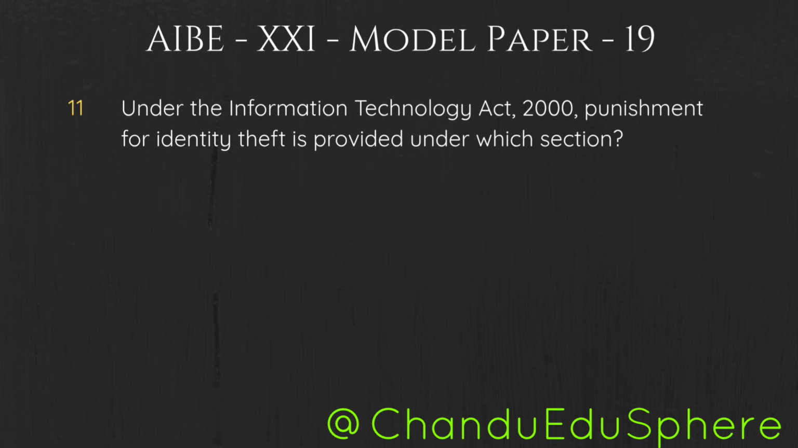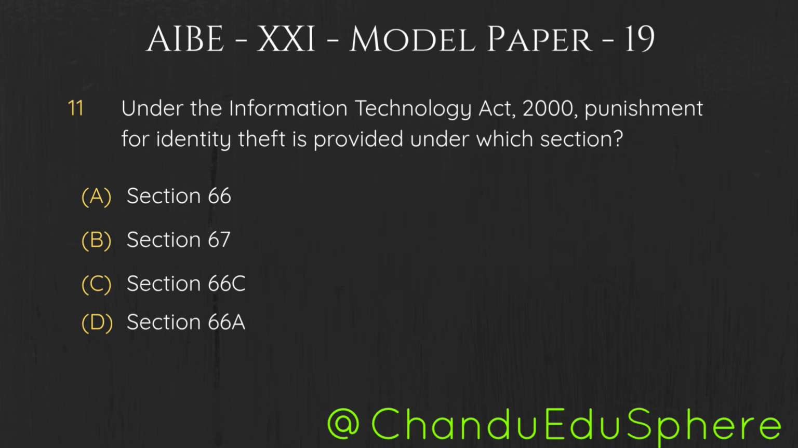Under the Information Technology Act 2000, punishment for identity theft is provided under which section? Section 66C of the Information Technology Act 2000, inserted by the 2008 amendment, specifically punishes identity theft, that is fraudulent or dishonest use of another's electronic signature, password, or any other unique identification feature. Section 66C, C is the right choice.